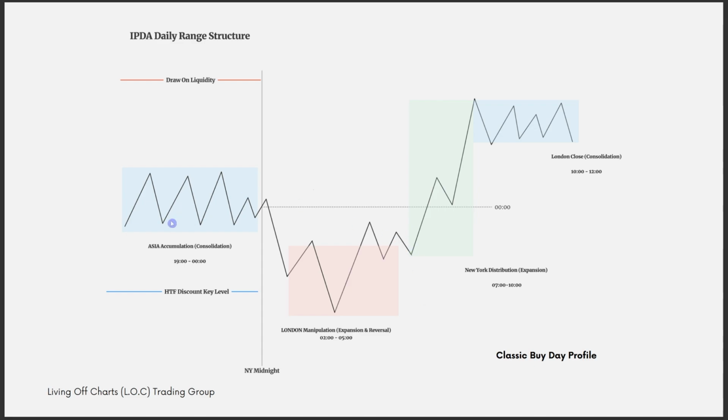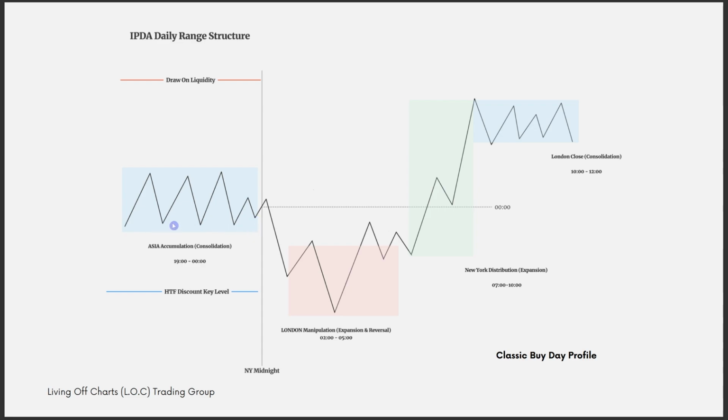First of all, we need to have key levels and we need to have a draw on liquidity. Now, if you trade a classic buy day profile, we want to see Asia session consolidate, right? And keep your mind on those IPDA market cycles, right? A consolidation will never reverse. So this is perfect for a classic buy day situation over here. So accumulation during Asia from 7 to 12 a.m., right? Higher time frame discount level resting just below that accumulation phase, right?